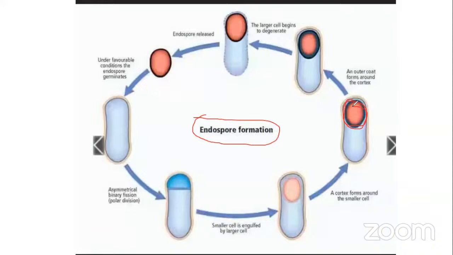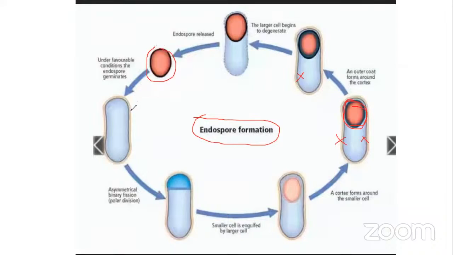New layers. During unfavorable conditions, such as water scarcity, nutrition scarcity, or high temperature, the bacterial cell is destroyed, except the endospore, as it is covered by a thick layer. The content of the protoplast is not damaged because of the thick layer. Now it can withstand the unfavorable condition. This endospore withstands and survives unfavorable conditions.